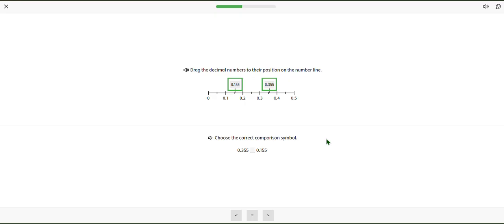Choose the correct comparison symbol. So on my number line, I have 355 thousandths is bigger than 155 thousandths, but on my statement, I am reversing the order in which they're coming, but I'm still going to say the same thing because I know that it is bigger. I'm going to use the greater than symbol because it's larger, and that gives me the answer.